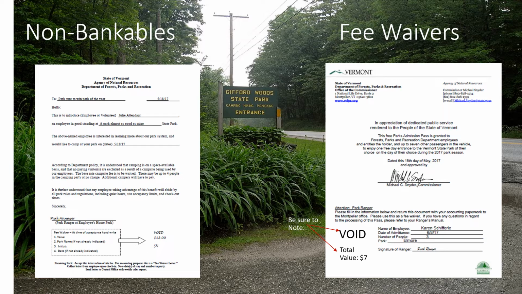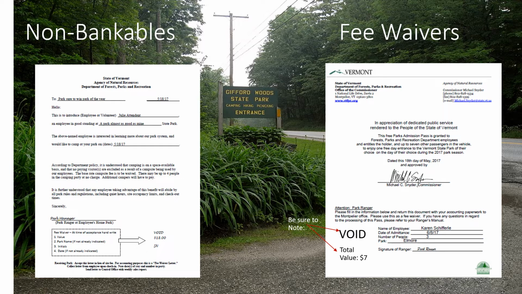In some cases, you'll have a fee waiver letter, which you'll see two examples of on your screen. The first one on the left-hand side is a fee waiver letter for camping for seasonal staff. When you receive these, you will need to write void, the date, as well as the value and your initials. These letters already contain the explanation for why the fee waiver is being used, and it also includes your park information already.